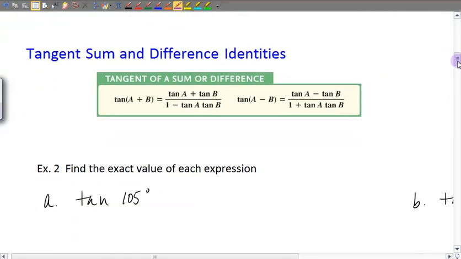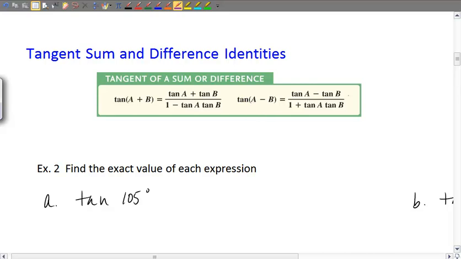Now let's look at what the formula says for the tangent sum and difference. Take a minute, write down these two identities that we have going on here. The tangent of A plus B breaks into the tan of A plus the tan of B, divided by 1 minus the tan of A times tan B. And then you can see over here what it is for the difference identity.